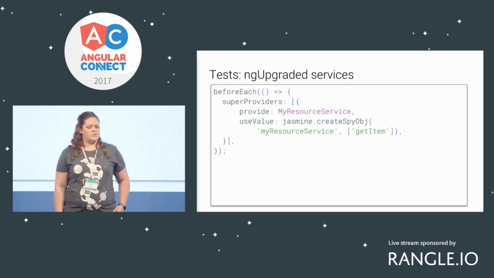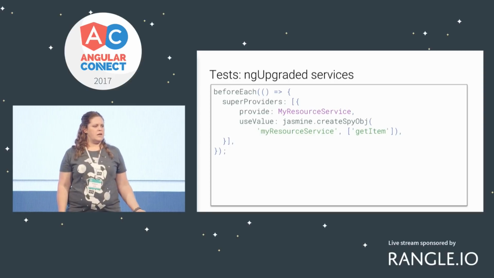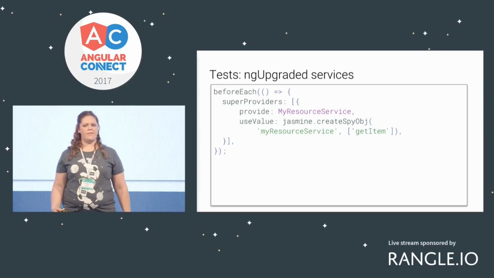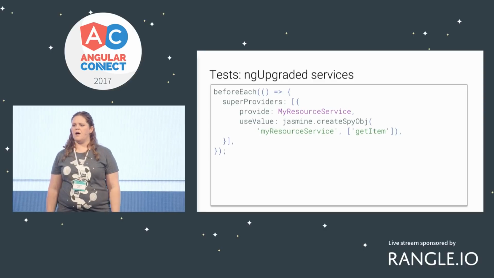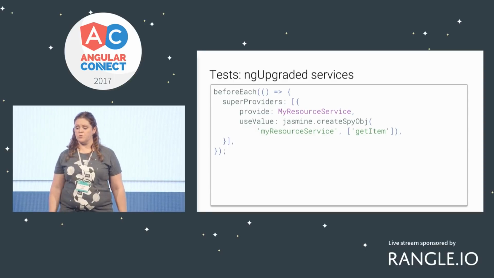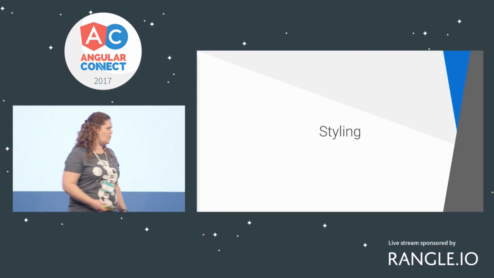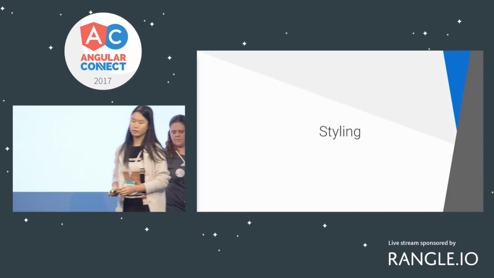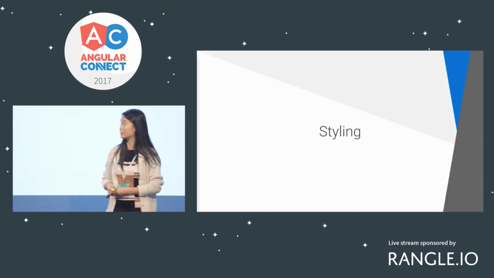And we also found some test friction as well. If you use an ng upgraded service, you need to add that to the super providers list. And if you forget to do that, the error can sometimes be a little bit inscrutable. All right, so let's take a look at a last piece of interop that can be unexpectedly complex.